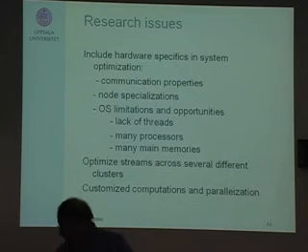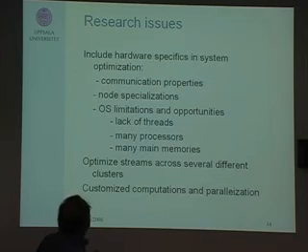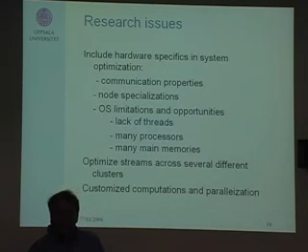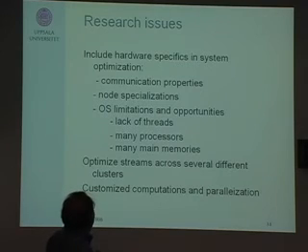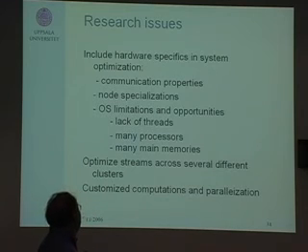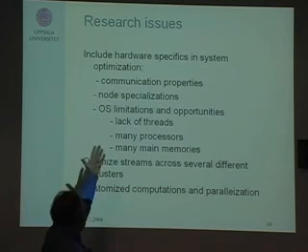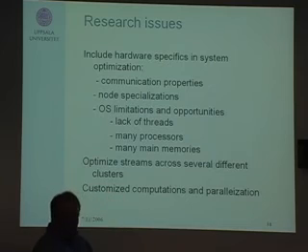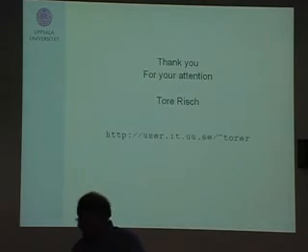So the research issues here are: you have to include hardware specification in optimization, like how to use the communication in a good way, and how to use the different node specializations. You do different things on the back end, in the Blue Gene, and in the front end, for sure. Then you have these limitations on the OS and the opportunities. There are no threads, but instead of many threads, one can use many processors, which is very cheap. And you have lots of main memory. You want to optimize the streams across several different clusters, and you want to do customization exactly as we did in GSDM here as well. So that's it.